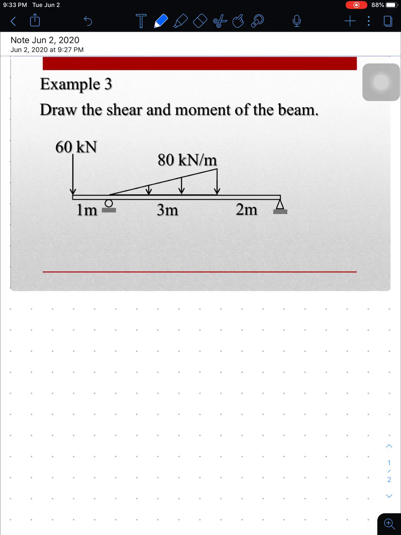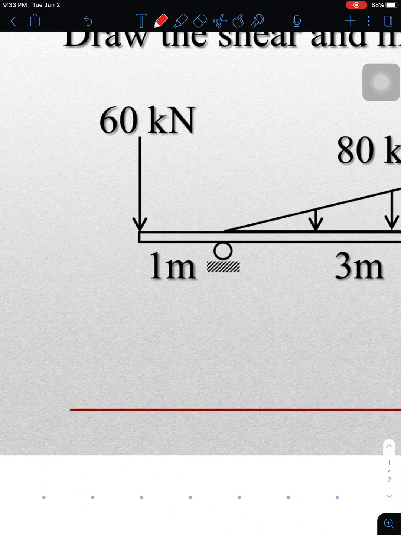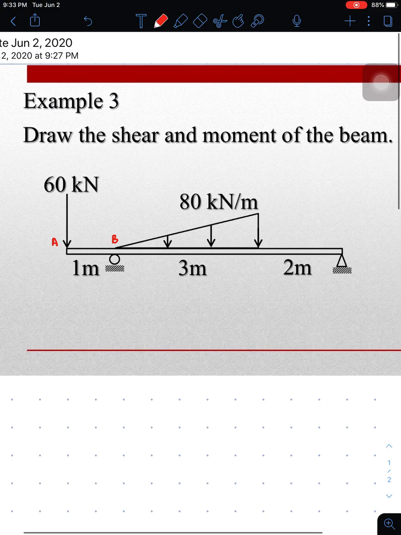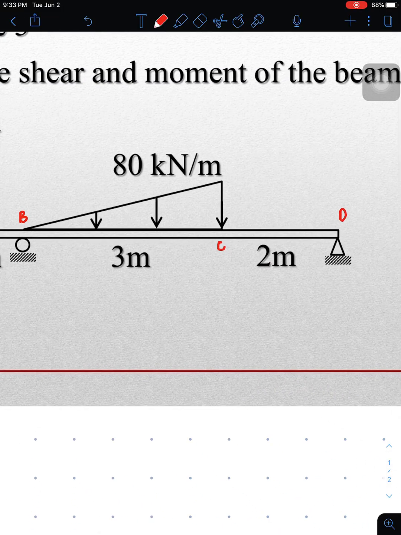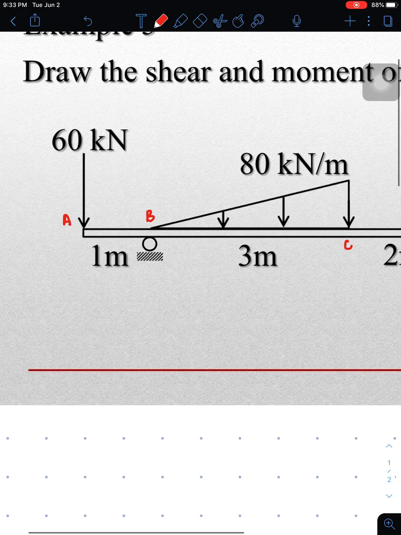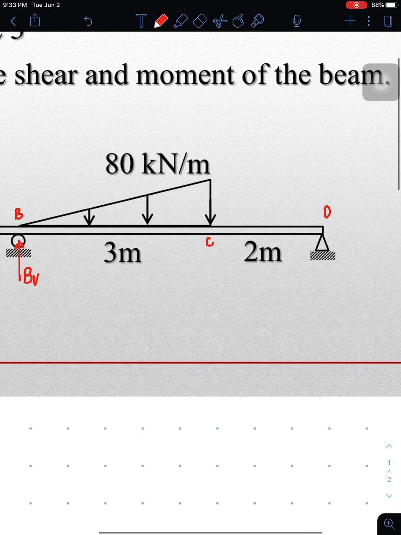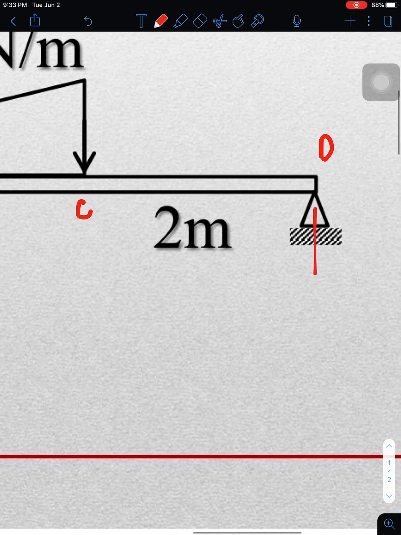So example number 3, we have here a different beam with different loading. Let us try to draw the shear and moment diagram of the beam, but before that, let us assign a letter to every change of loading. So we have letter A in the leftmost, B at the roller, and then C here at the end of the distribution, and D at the rightmost end. And of course, we have a roller, we need a vertical BV, and also here, this is DV.